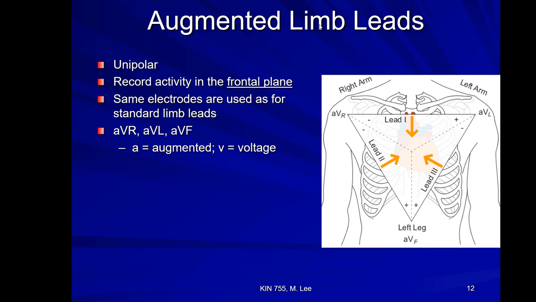These are called augmented limb leads because the voltage is really low, so it's increased a little bit, and they call that augmented. Augmented voltage, meaning they're increasing the voltage so you can see it.